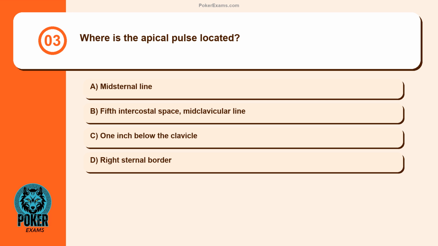Question 3. Where is the apical pulse located? Midsternal line, 5th intercostal space, midclavicular line, 1 inch below the clavicle, right sternal border.